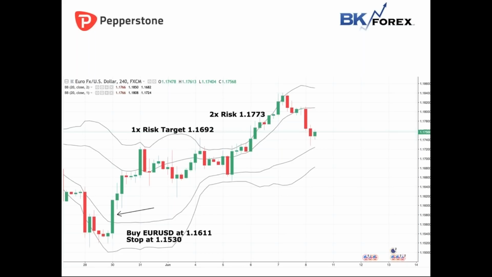And if you want to go for 2 times risk, you could, but it takes a good number of days for it to reach 2 times risk. But at the point where it reaches 1 times risk, you should probably move your stop to break even and trail your position on the remainder of the position.